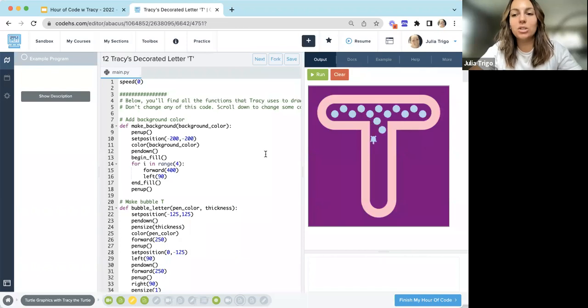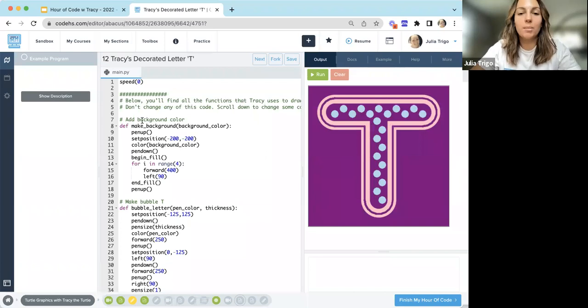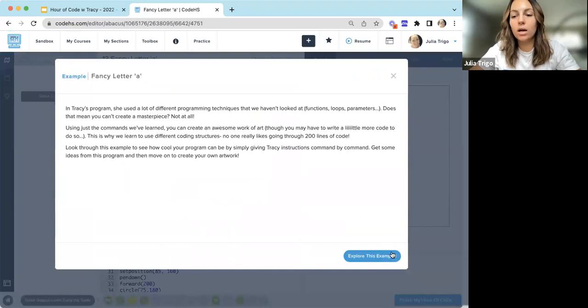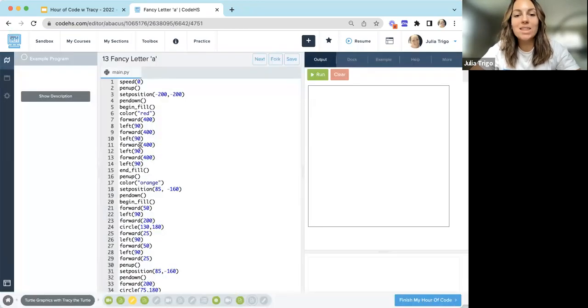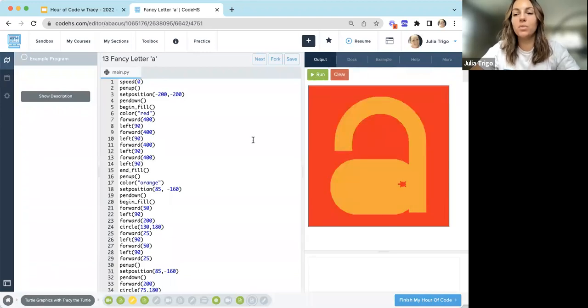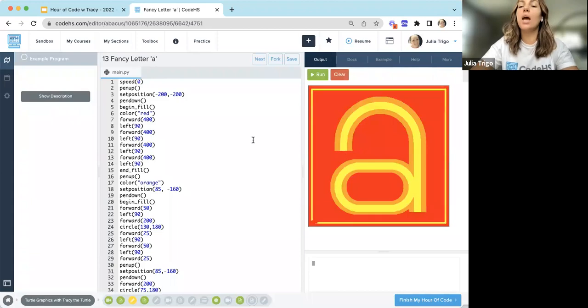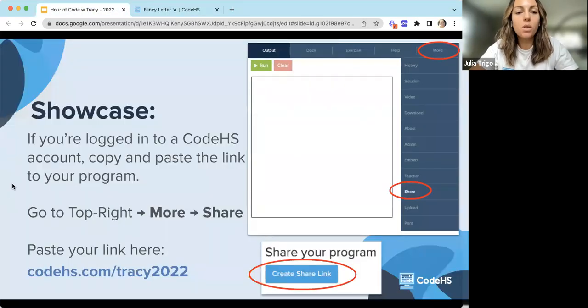You can see this one, Tracy is drawing her letter T, but she's using lots of designs and circles. She's using some other programming concepts like functions and loops and variables to design her letter. You can see here, there's also a fancy letter A, and this is just using the commands that we learned, nothing other than the ones that we learned today. So you can do lots of really cool designs if you want to keep working with your program.